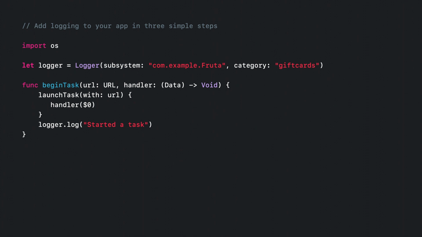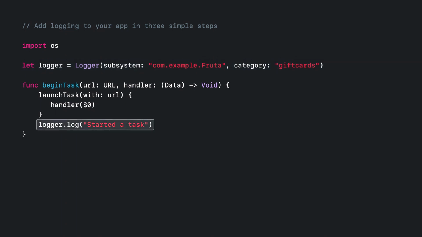All it takes to add logging to your app is 3 simple steps. First, import the OS module which defines the new logging APIs. Second, create an instance of the type logger, passing it a subsystem and category. These will be attached to every message logged by the logger. Subsystem is typically a bundle identifier which helps identify a message coming from your app. You can use the category to further distinguish messages coming from different parts of your program. Here, I've used the gift cards category for my logger.